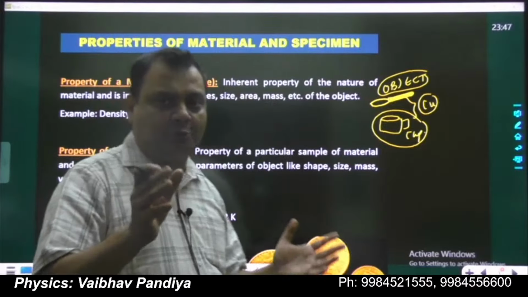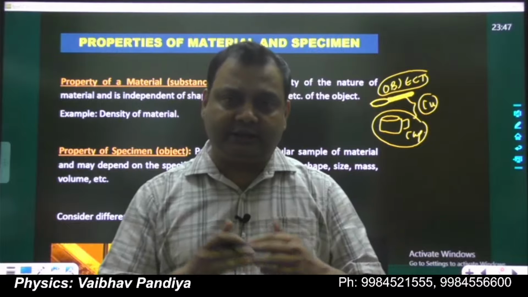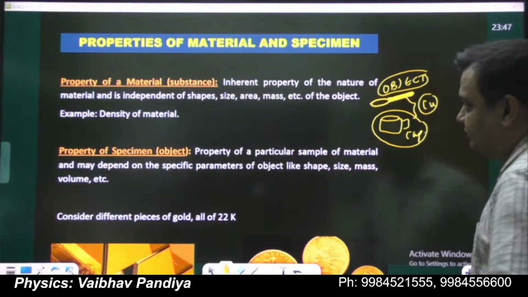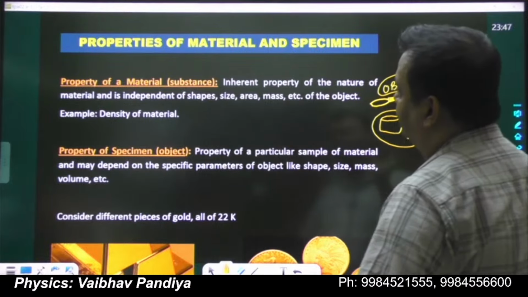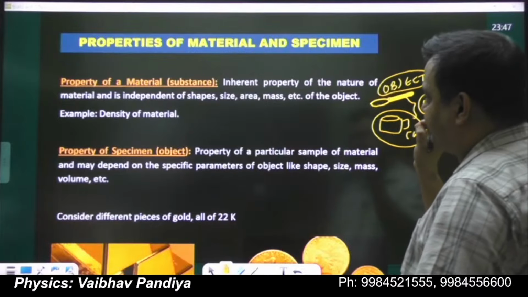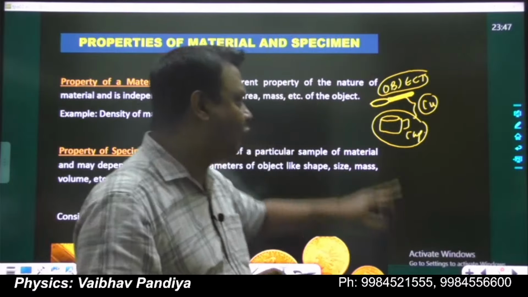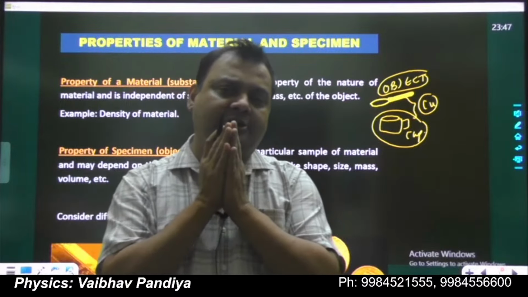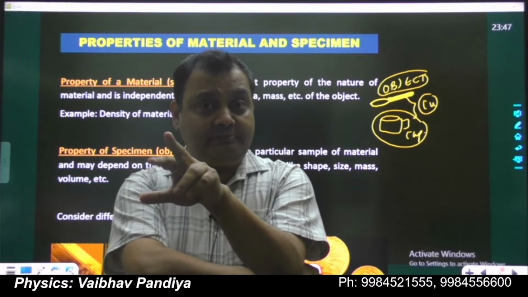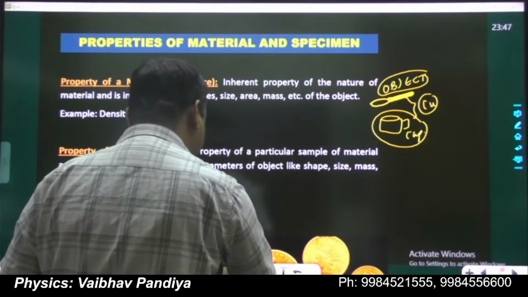When we talk about properties, there are some properties which are the properties of the material, and there are certain properties which are the properties of the object. The properties of a material or substance are inherent to the nature of the material and independent of the shape, size, area, or mass of the object. If you're talking about some property of copper, that property will be the same for the cup as well as for the spoon, like the density.